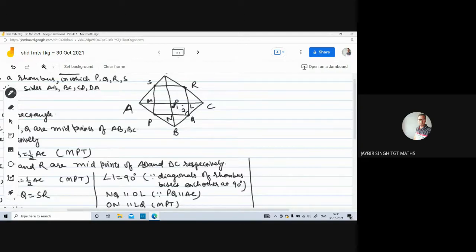It means these two angles are opposite angles of the parallelogram, and 1 and 2 will be equal. Therefore, angle 1 is equal to angle 2, opposite angles of a parallelogram. And 1 is 90, so it implies that angle 2 is equal to 90 degrees because angle 1 is 90 degrees. So now this is an angle of the parallelogram. It implies that parallelogram PQRS is a rectangle.